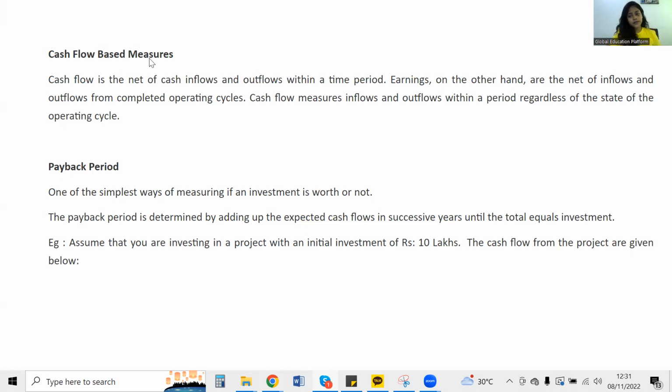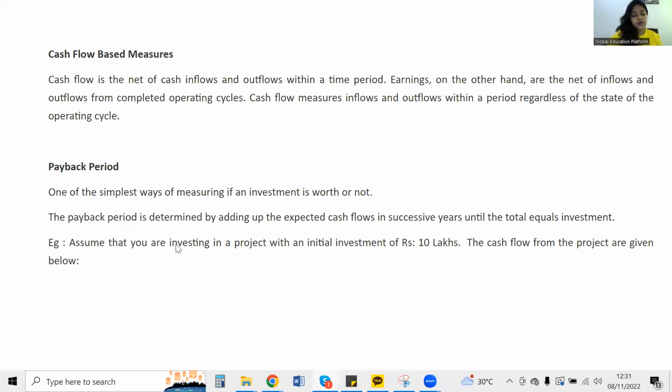Let's look at the cash flow based measures. Cash flow is the net of cash inflows and outflows within a time period. Earnings, on the other hand, are the net of inflows and outflows from completed operating cycles. Cash flow measures inflows and outflows within a period, regardless of the state of the operating cycle. Payback period is one of the simplest ways of measuring if the investment is worth it or not. The calculation is also quite simple. The payback period is determined by adding up the expected cash flows in successive years until the total equals the investment.